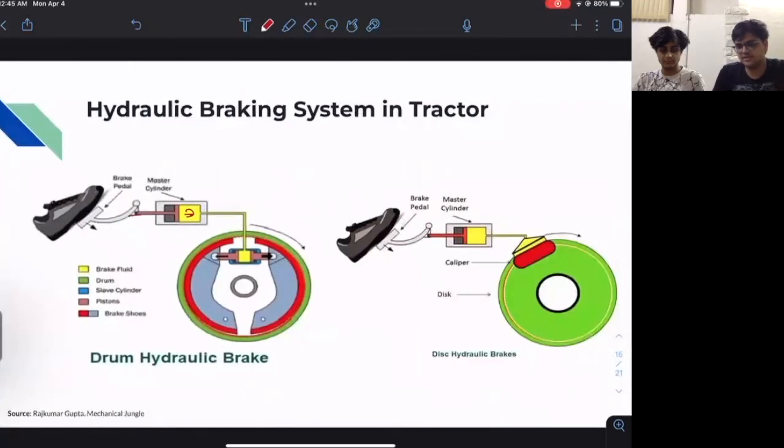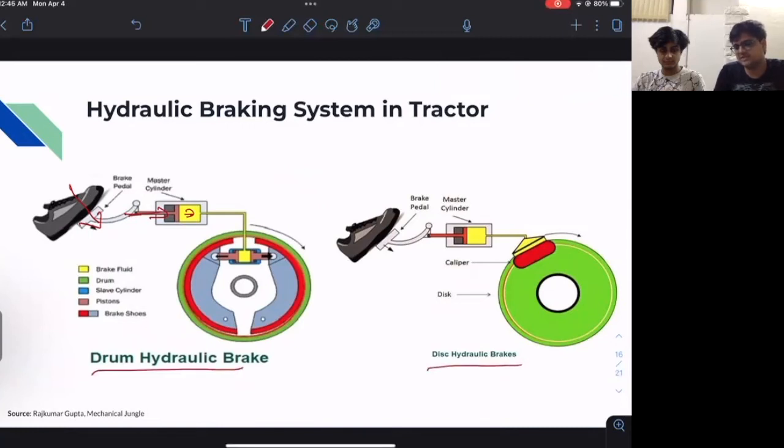Coming to hydraulic braking system in a tractor. When the brake pedal is pressed in this direction, this cylinder forces the fluid to flow into the brakes, and this fluid transmits the force, and this force, depending on the type of braking system we are using in the tractor, generates the required friction between the shoe and the tire. There are predominantly two types of hydraulic braking systems in a tractor. One is a drum hydraulic brake and one is the disc hydraulic brake.